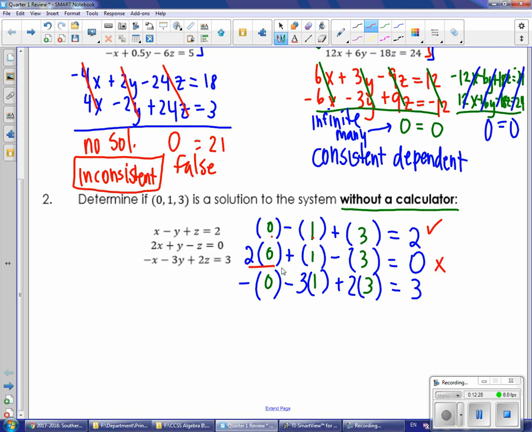And I don't really need to go any further. As soon as I find a situation where the ordered triple doesn't work, I know that it can't possibly be a solution to the system. Just make sure that you answer the question. No, 0, 1, 3 is not a solution.